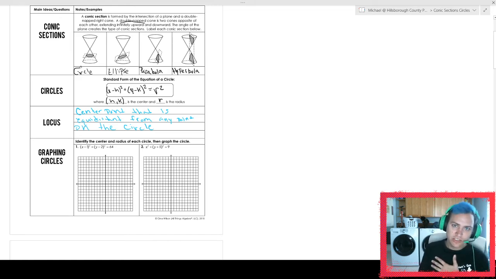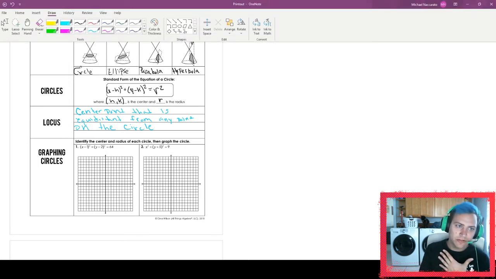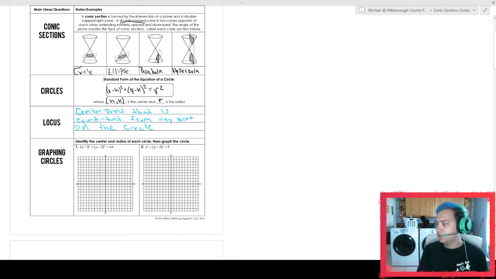So let's go ahead and look at this first example then. I'm going to do one example of each of these with you so you can look at them and then try the other one yourself. Here it says identify the center and the radius of each circle and then graph the circle.